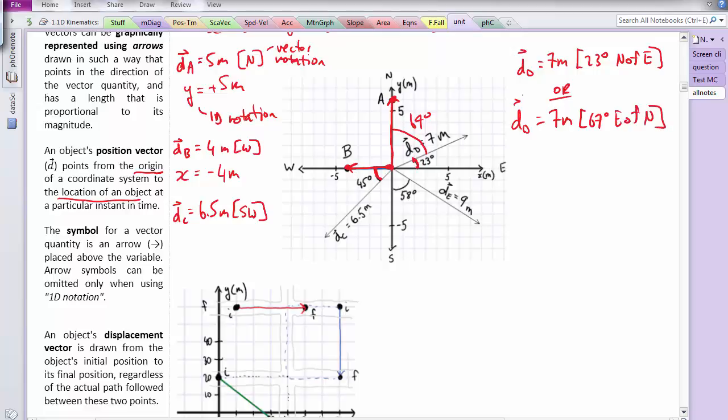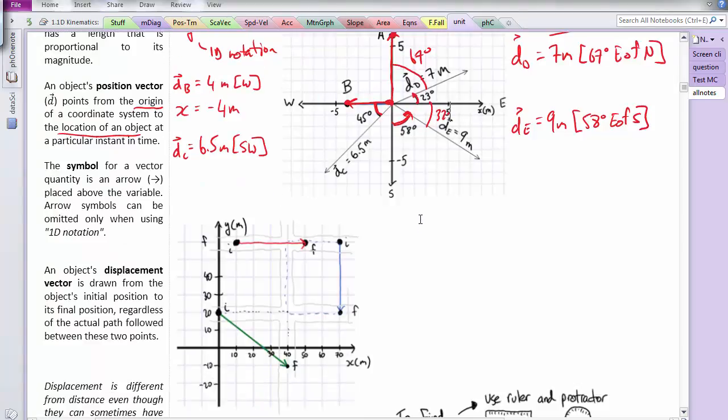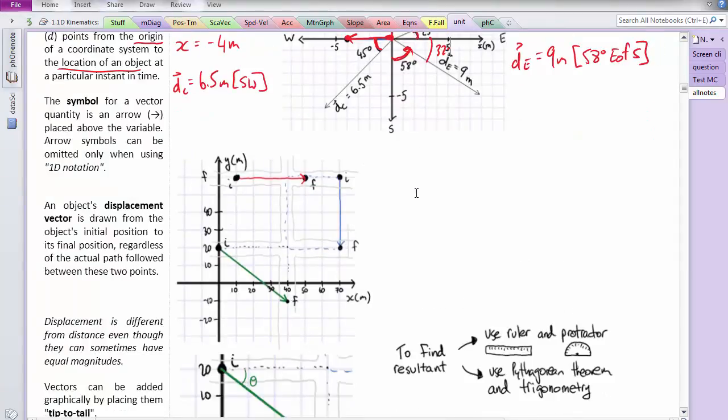Okay, let's try another one. It takes a little bit of time to get at this. So let's try vector E. We have here 58 degrees, so this would be 9 meters, square bracket, 58 degrees east. We're going east of what axis? The south axis. So we would say 58 degrees east of south. Or, if it's 90 minus 58, this would be the same thing as 32 degrees south of east, because this angle here is 32. So this is position vectors.